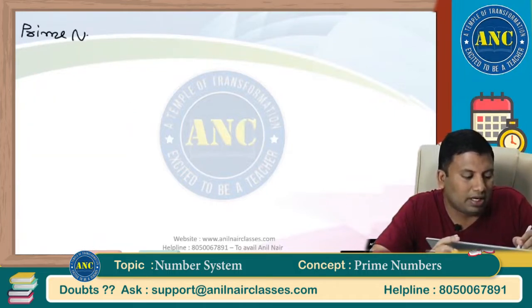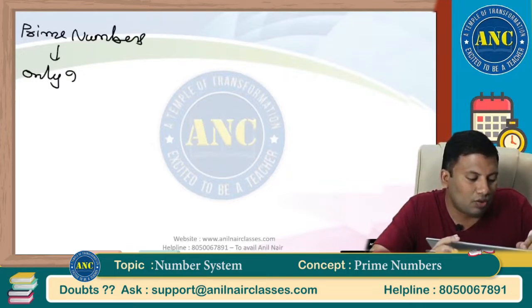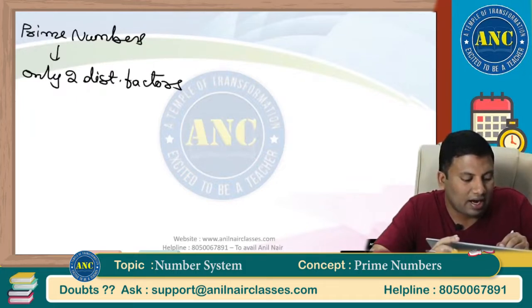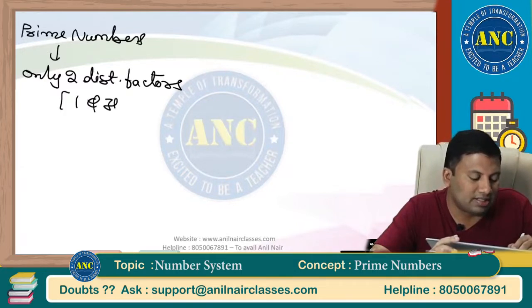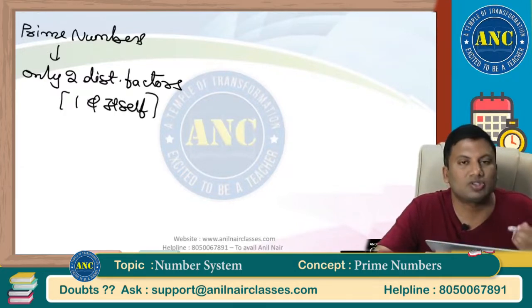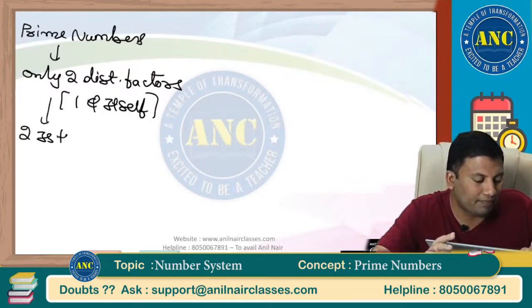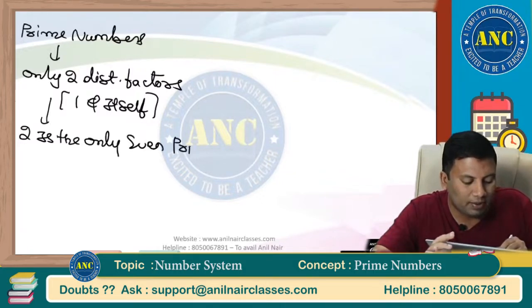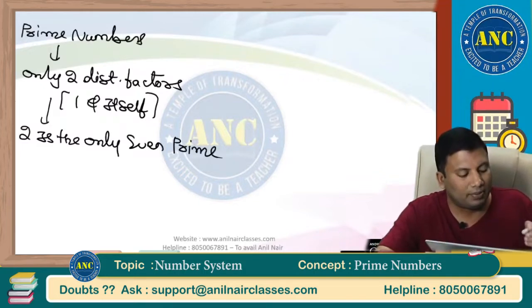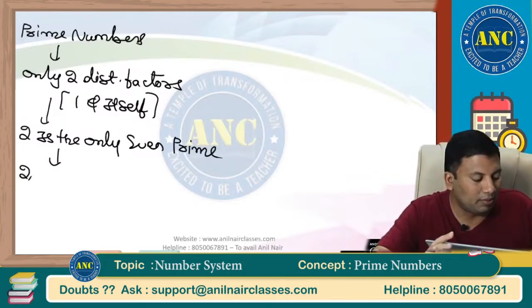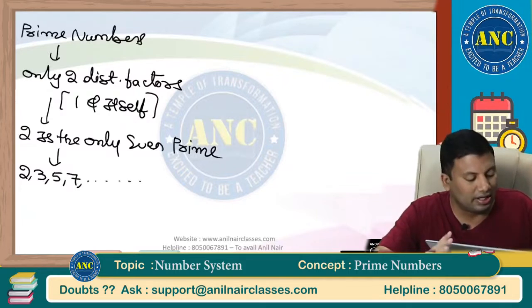What are the important key points that we discussed? A prime number is a natural number which has only two distinct factors, and the factors are 1 and itself. Any natural number which has only two distinct factors is called a prime number, and the only prime number which is even is 2. 2 is the only even prime number. And the prime number series has no particular pattern in the difference of two consecutive numbers.